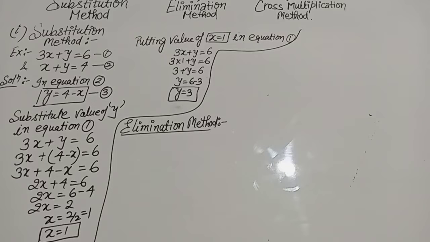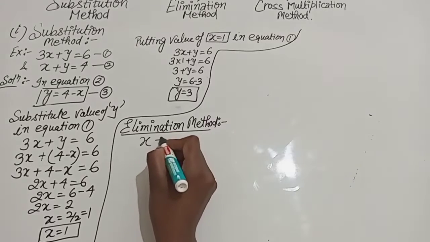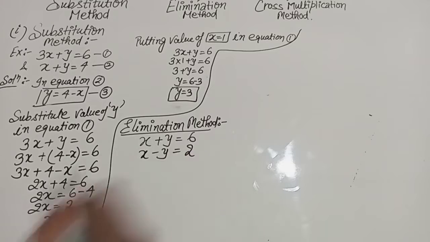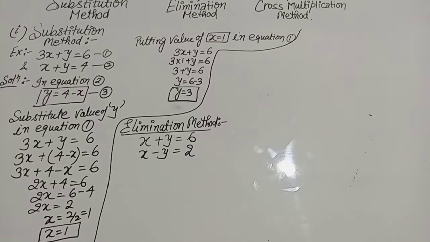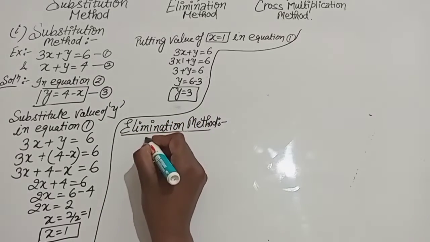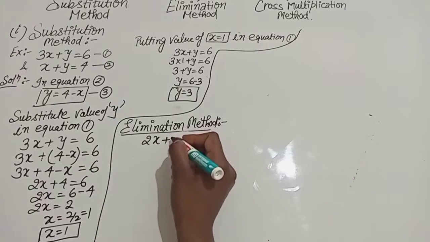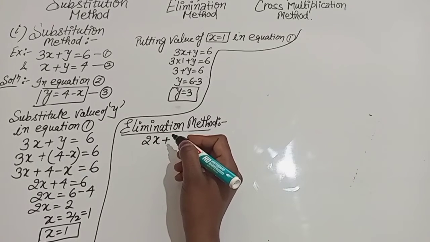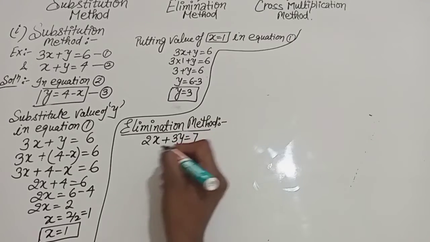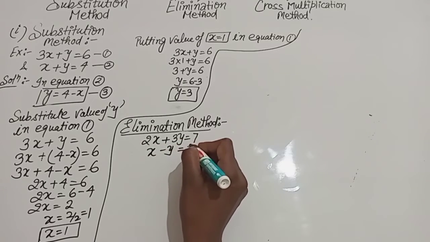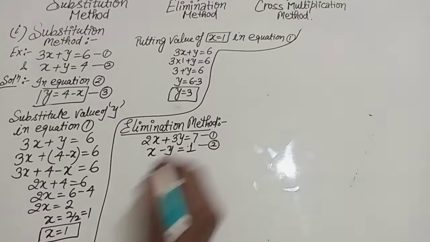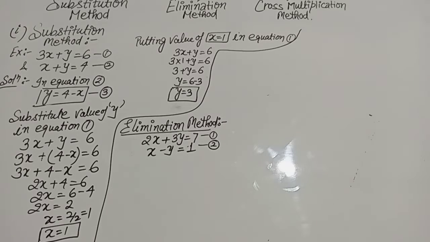So here x plus y is equal to 6 and x minus y is equal to 2. These are the two equations, and this is so easy. So I am taking a little bit moderate question: 2x plus 3y is equal to 7 and x minus y is equal to 1. So this is equation 1 and this is equation 2.